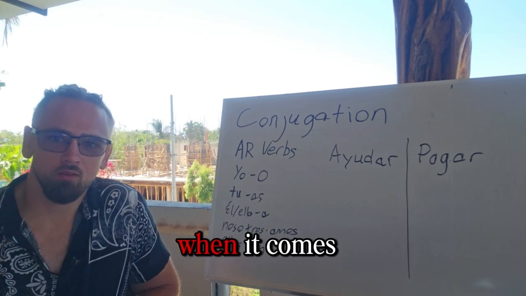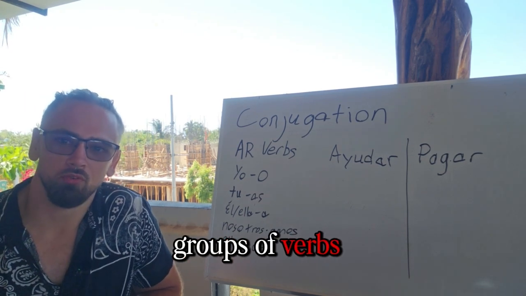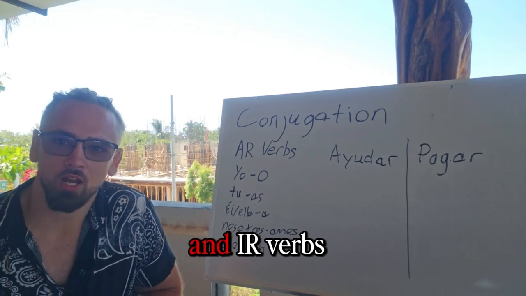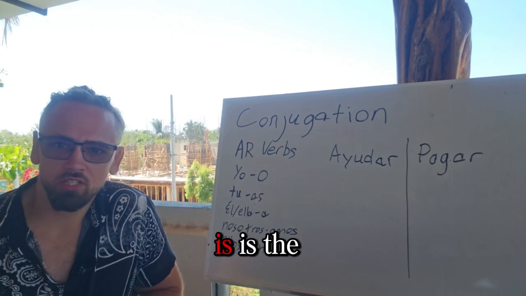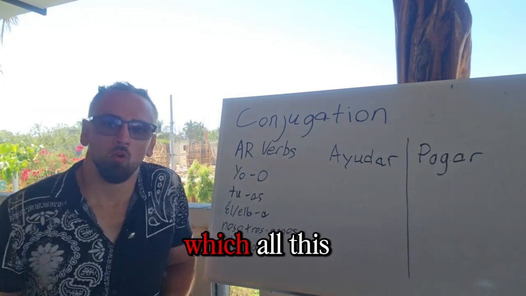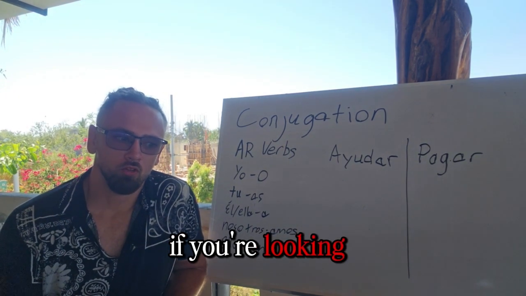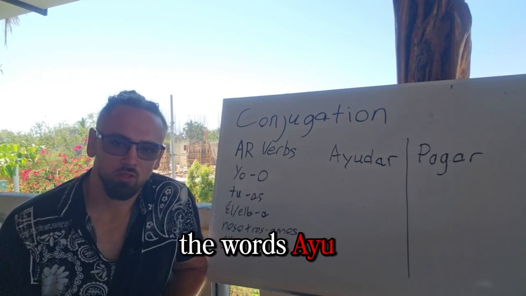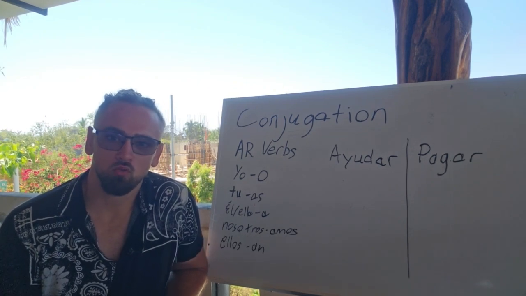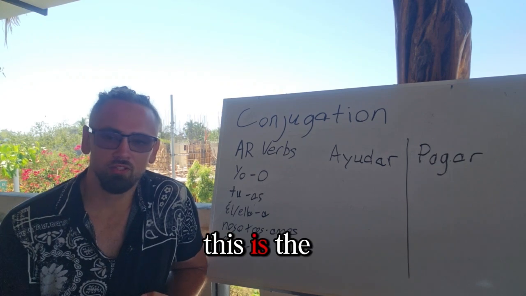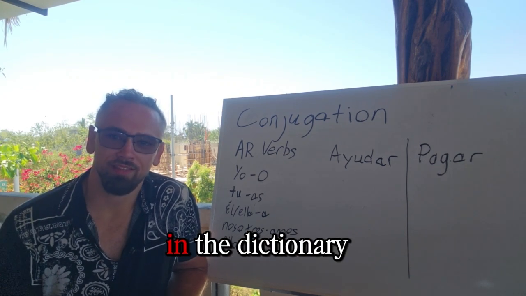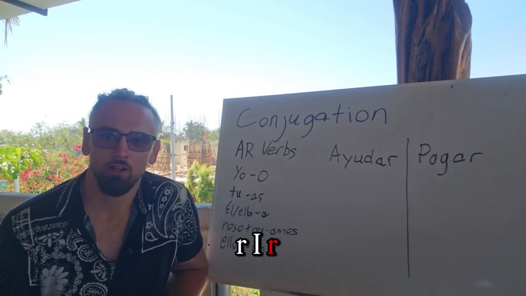So what we have when it comes to Spanish is three groups of verbs. We have AR verbs, ER verbs, and IR verbs, right? Which is the last two letters of the word. If you're looking at the slides, you can see the words ayudar, pagar, estudiar, escuchar, and trabajar, right? This is the form that we're going to find them in the dictionary, with that AR, ER, IR, right?